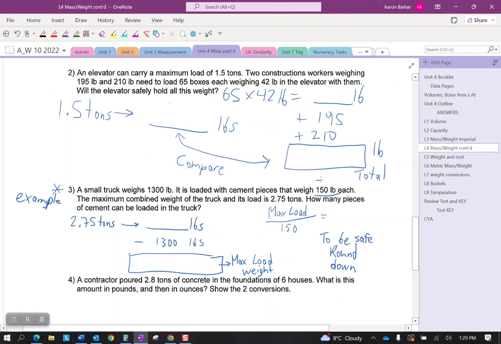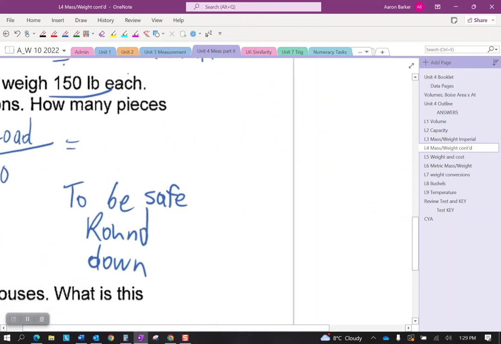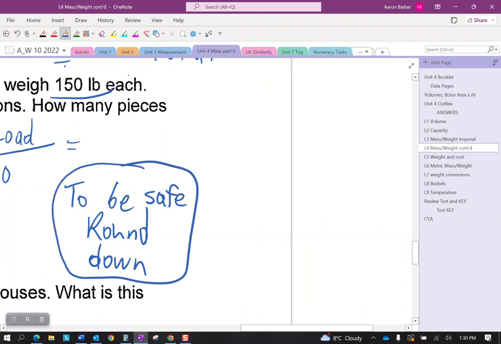There's one thing with number 3. To be safe, you're talking about a maximum load. So when you're figuring out how many things you can carry, you want to carry less. If you round up at all, you're going to be overweight, and then the brakes won't work. So for these types of questions, write this down: to be safe, round down, no matter what. To be safe, round down. You don't want to round up and be overweight. To be safe, round down. There you go. All right.